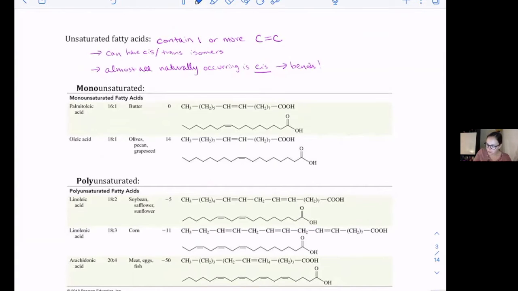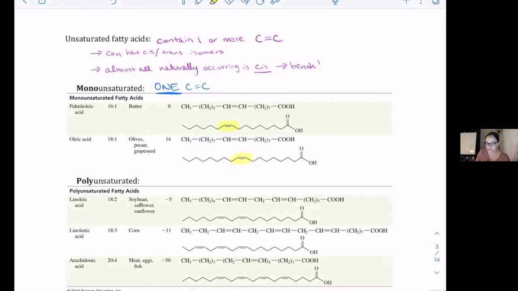So we have mono-unsaturated fatty acids, which have 1 carbon-carbon double bond, because mono means 1. So when we're looking at this, things like palmitoleic oil and oleic oil are mono-unsaturated fatty acids. They have a single carbon-carbon double bond in them somewhere.